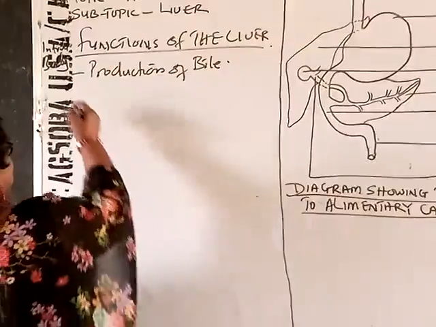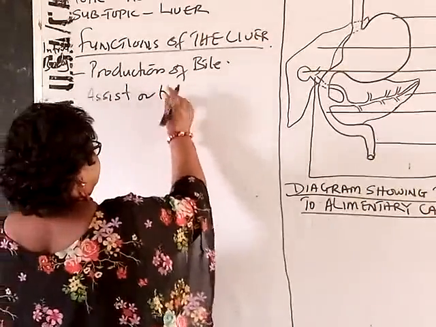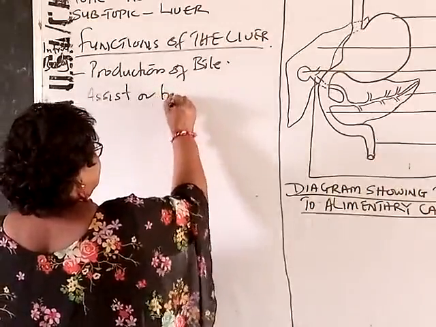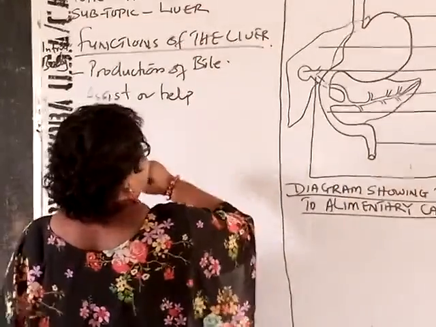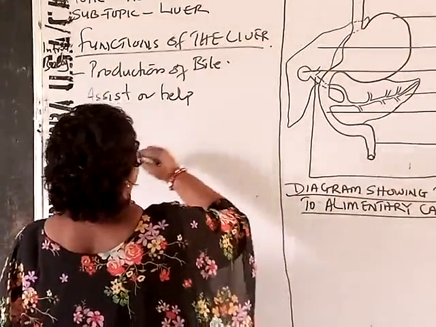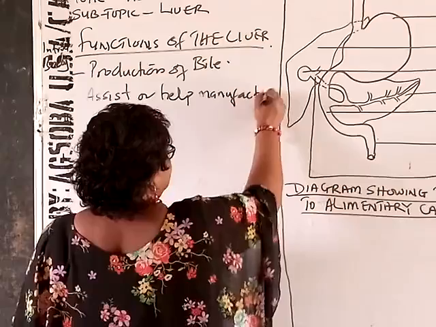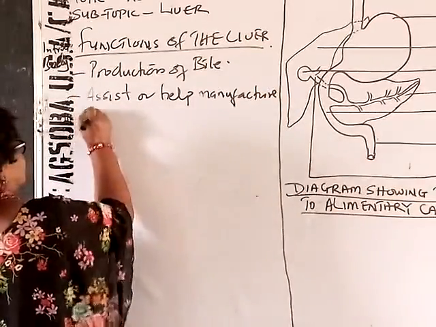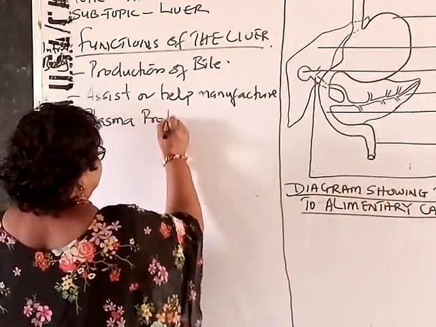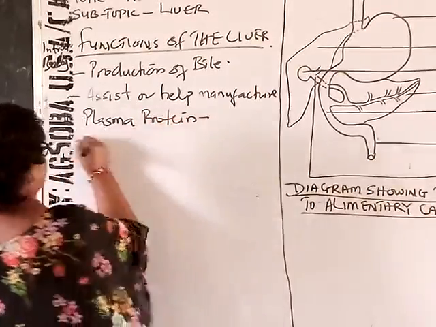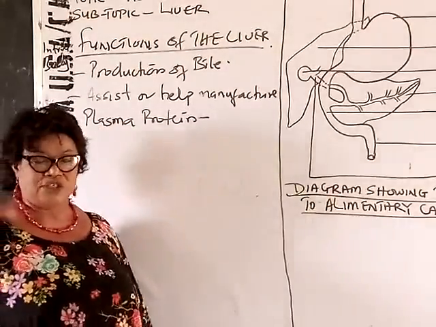Another thing the liver does is to help in the production of plasma protein, helping to manufacture plasma protein. Another thing the liver does in its function is the manufacture, or formation, of red blood cells.